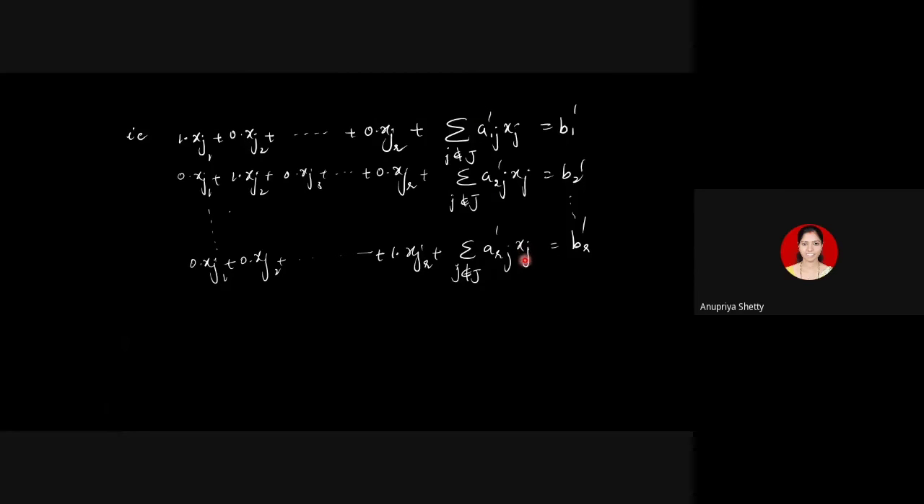Okay, how many unknowns will be there? N minus R number of unknowns will be there. If all the columns of the matrix A dash have a pivot, these summations will not be present at all. These summations will not be there if all the columns have a pivot. If at all there are columns without a pivot, those will be present here.